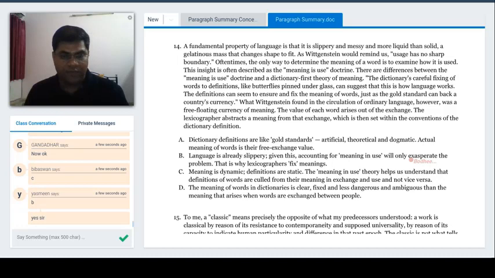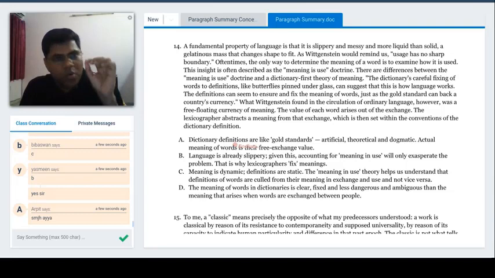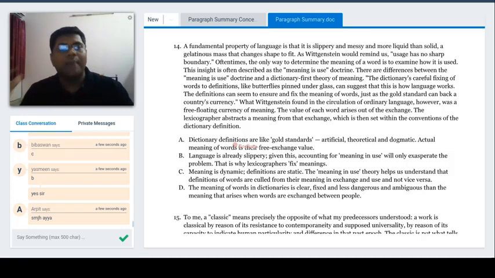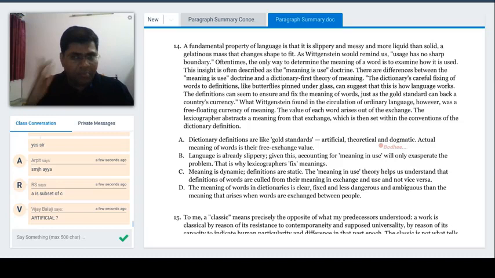Now the problem is, what is wrong with A? Many people are not able to eliminate A. They might mark C as the right choice, that's fine. But what is wrong with A? So many a time you would say C is better than A. Why? Because C is more complete, no doubt about it. That's why C is the right choice. But there is something specifically wrong with A. A says dictionary definitions are like goals, artificial, theoretical, dogmatic. Who said they're artificial? They might be theoretical, but who said that they are dogmatic?